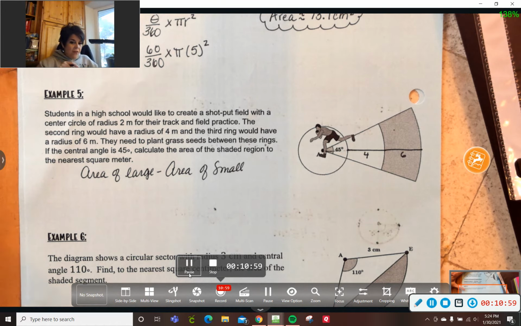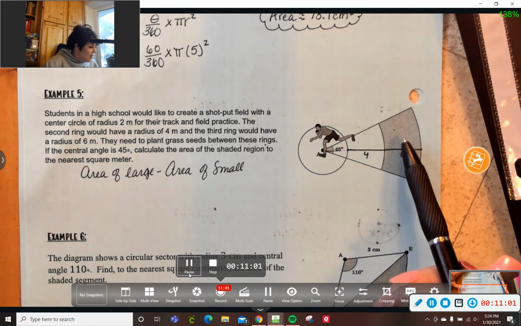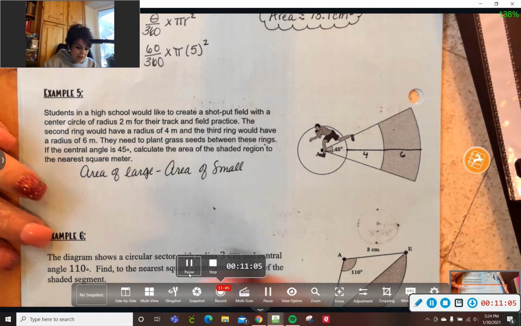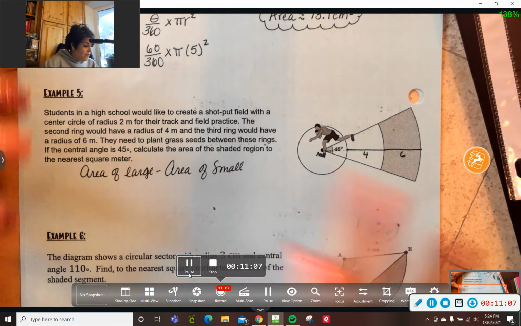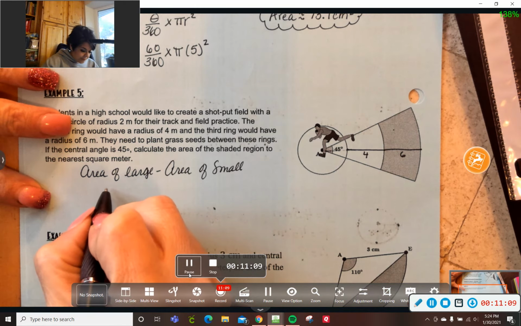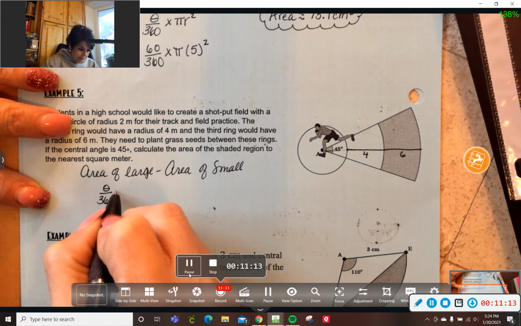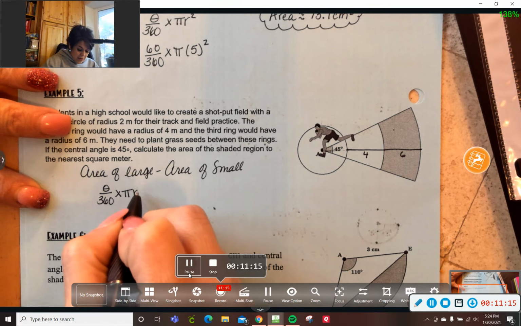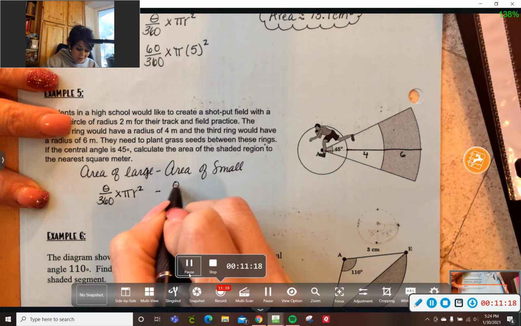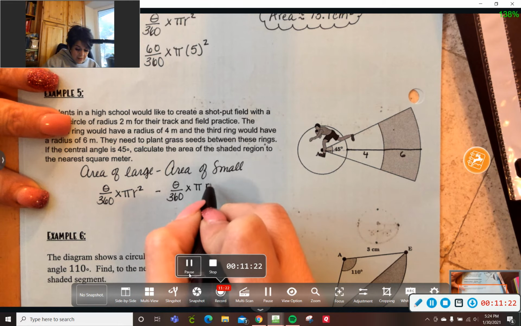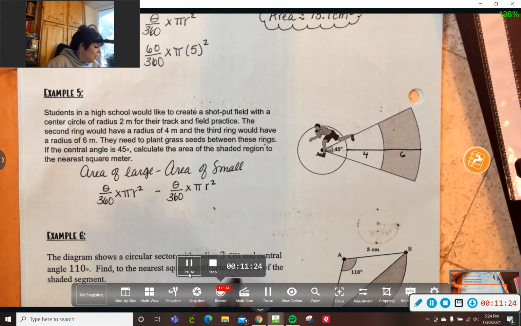Okay, area of the large minus the area of the small. We need to have grass on this one. So we know that theta is the angle. We already know it's 45. So the area of the big one: theta over 360 times pi r squared, minus the area of the small, times pi r squared. Okay, so that's the area of the large circle.